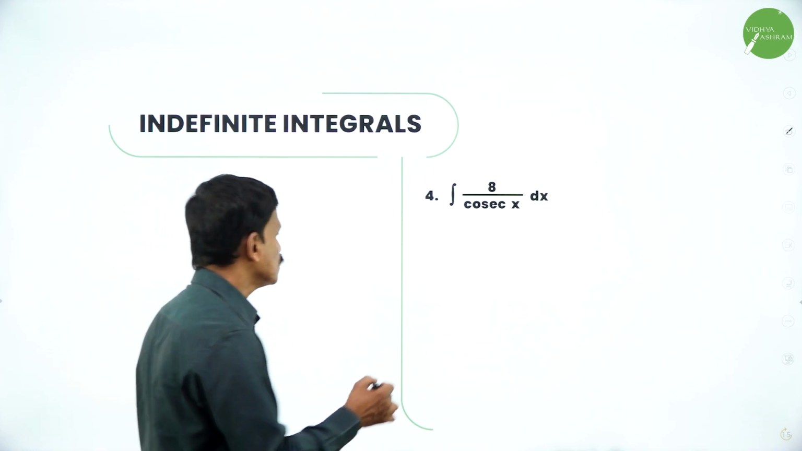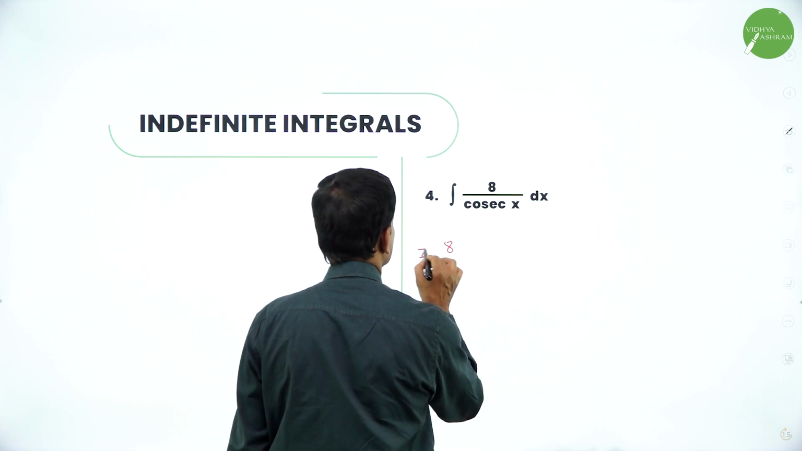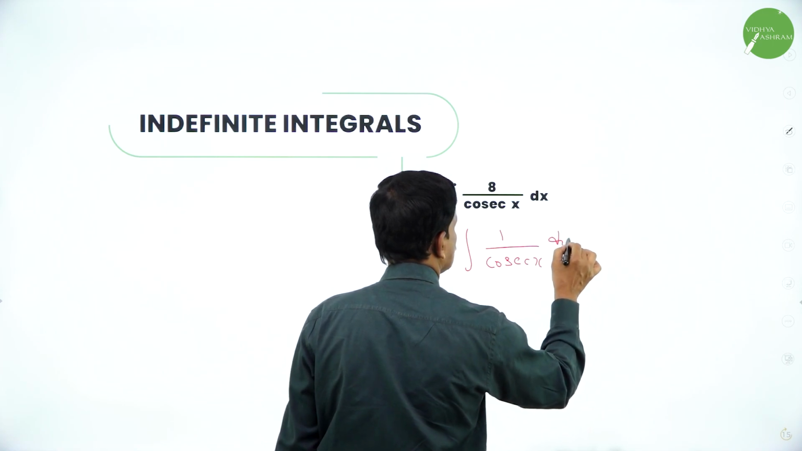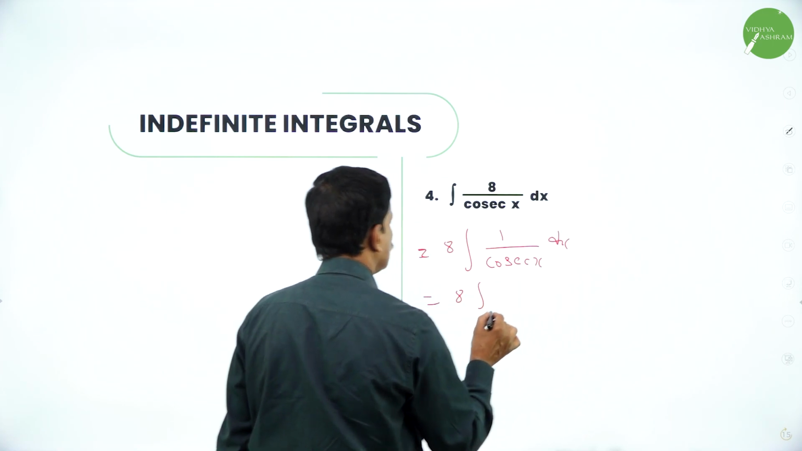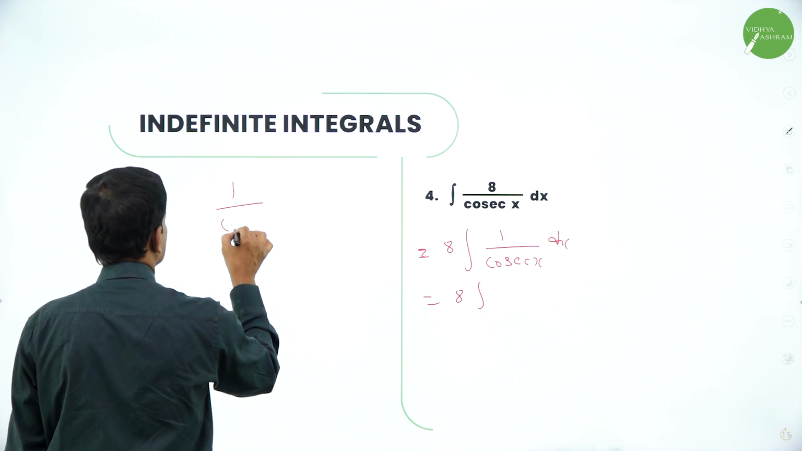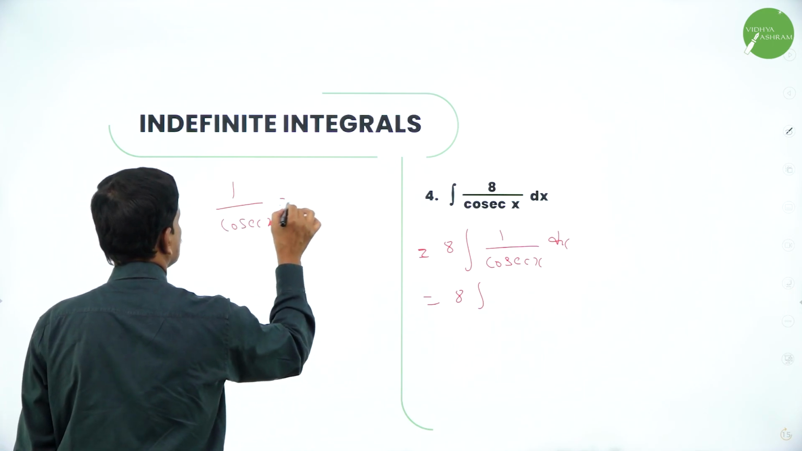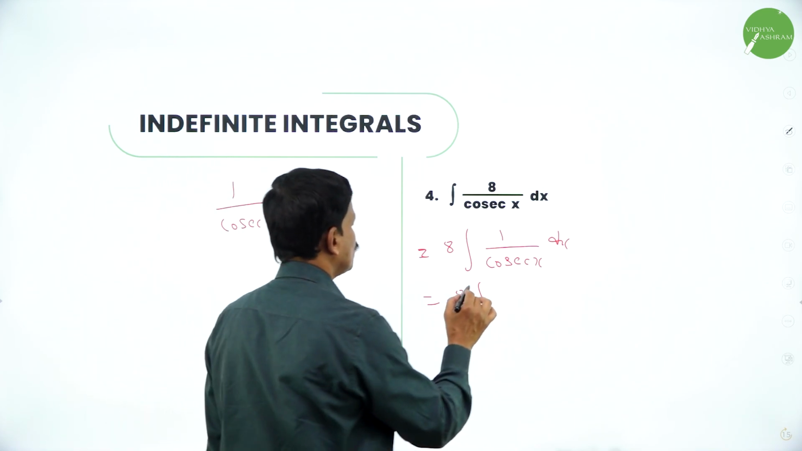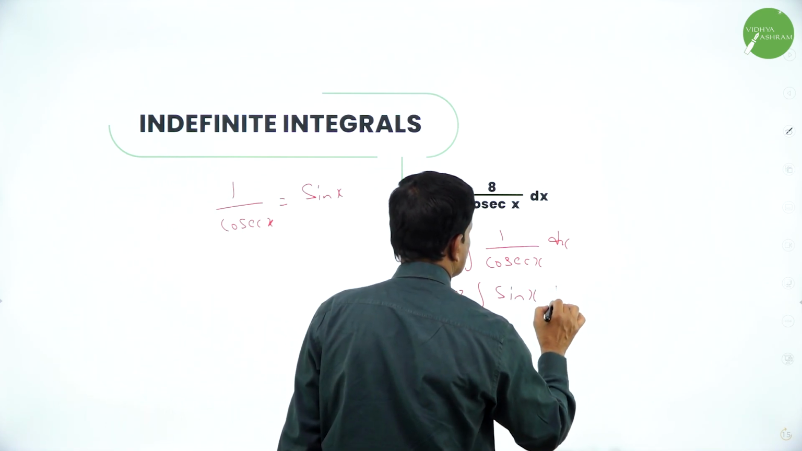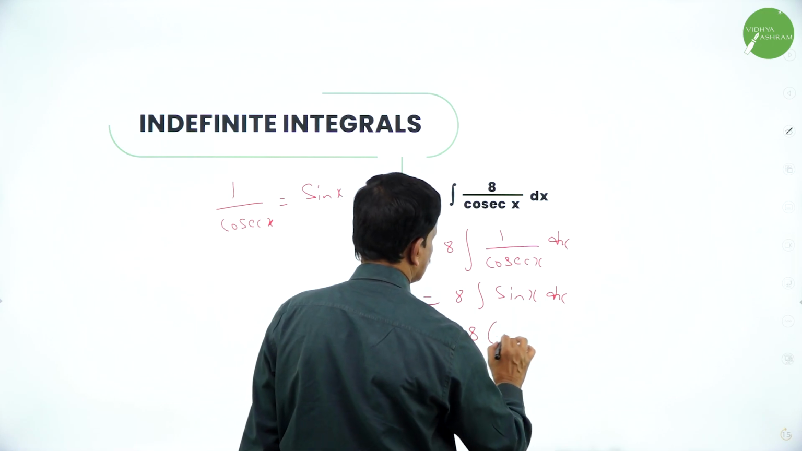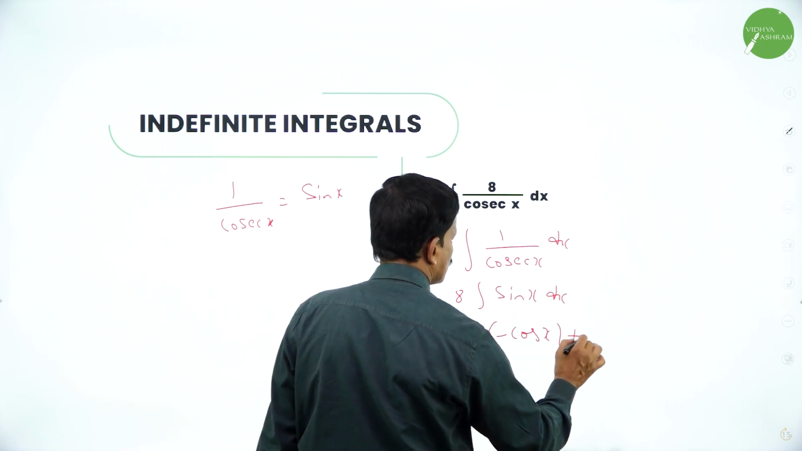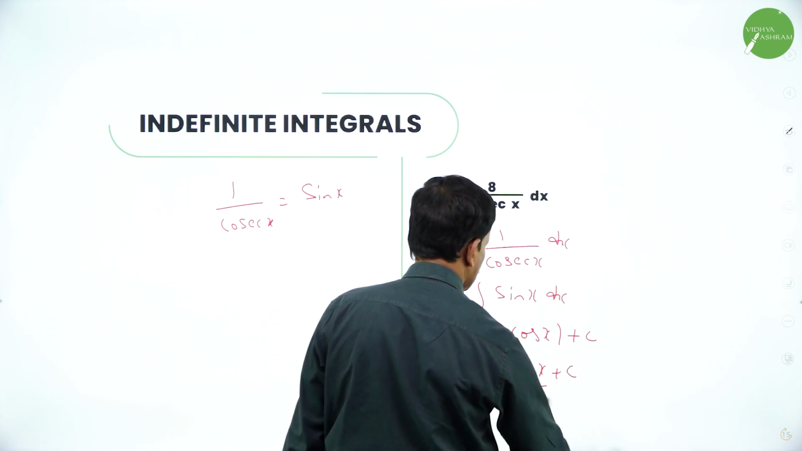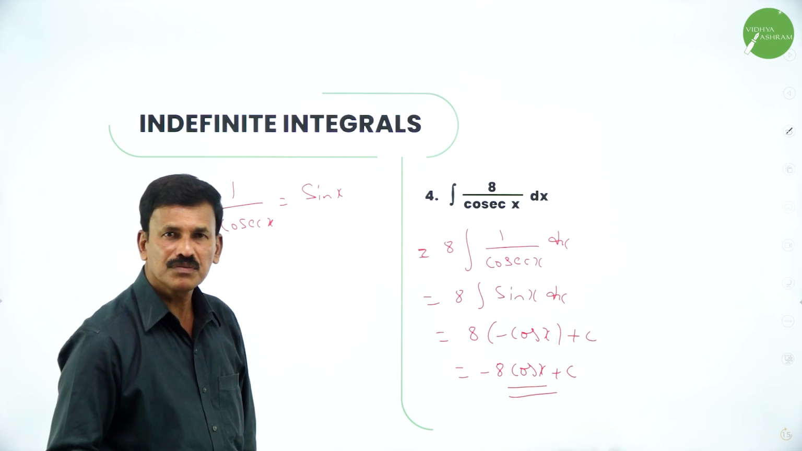So here this is nothing but 8 into 1 over cosecant x dx. You know the reciprocal relation: 1 over cosecant x is equal to sin x. So what is integration of sin x? Integration of sin x is minus cos x plus c. So this is minus 8 times cos x plus c, the integrated answer. Okay, hope you followed.